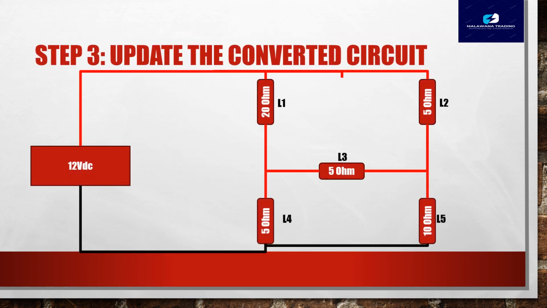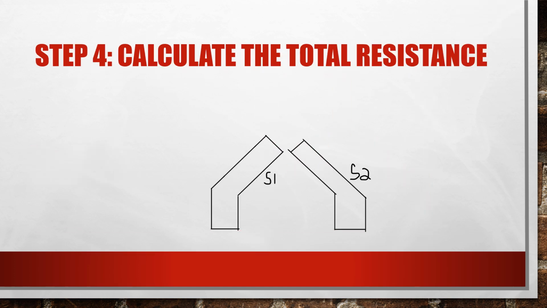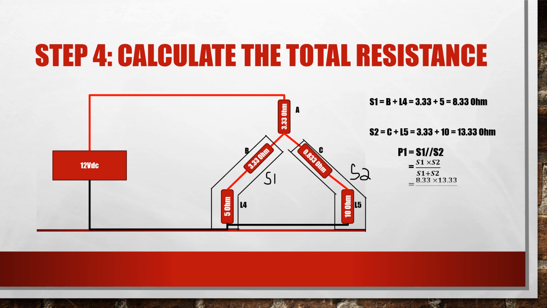The next step after obtaining the values of the star connected circuitry is to update the converted circuit. Now that our circuit has been converted, we need to calculate the total resistance. It's going to be a bit easier because now we are able to see which circuit is connected in series and which one is connected in parallel. As we can see in our schematic, B and L4 are connected in series, C and L5 are connected in series, and both totals of those series circuits are connected in parallel, with A connected in series with that total. To do that, we will need to perform a few calculations.